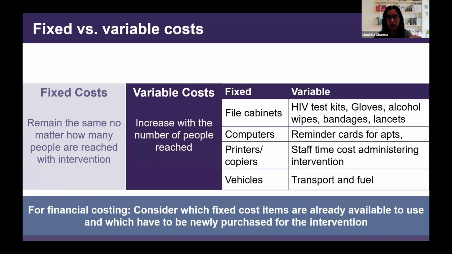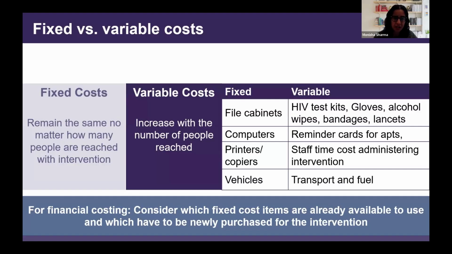And then you have variable costs, which then increase with the number of people that are reached with the intervention. So HIV testing kits, gloves, reminder cards for appointments, or staff time. The more people you're reaching with the intervention, the more staff time is being used, and transport and fuel costs. So for these costs, as you're collecting them, you'll multiply them by the number of people reached with your intervention, versus the fixed costs are just going to be written as kind of the same regardless.